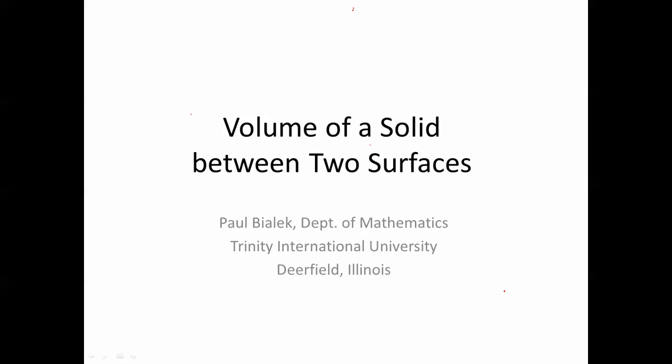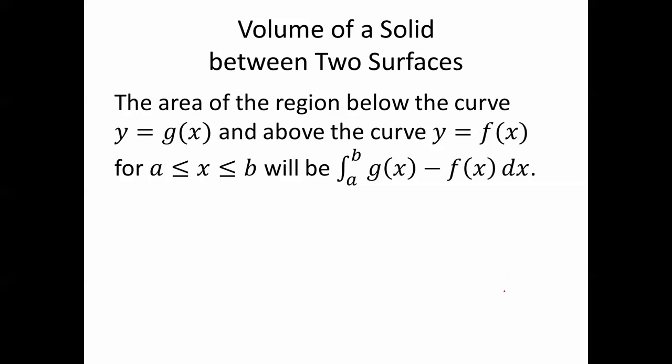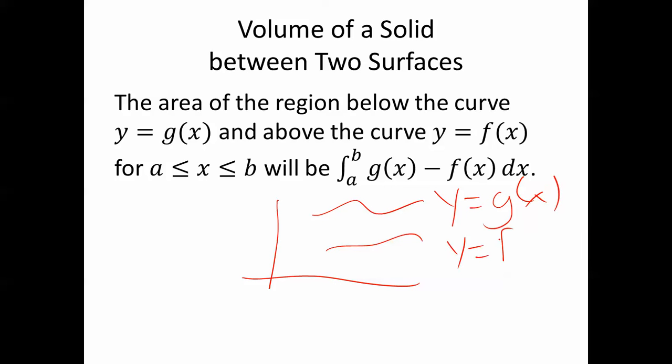Let's look at the volume of a solid between two surfaces. The area of the region below the curve y equals g of x, and above the curve y equals f of x, here's y equals g of x, y equals f of x. The area of the region between these two, for a less than or equal to x less than or equal to b, is going to be represented by the integral from a to b of g of x minus f of x dx. Okay, we saw that in Calculus 1.